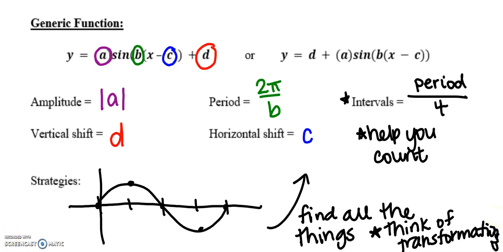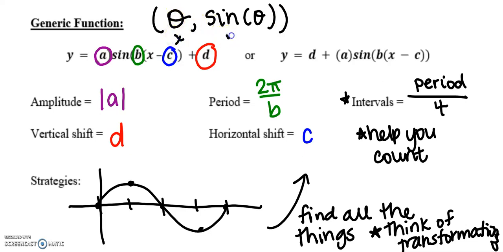All right, that's unwrapping the sine curve. So what you're plotting is: in goes theta, out comes the sine of theta. All right, so in goes an x value, out comes the y value.